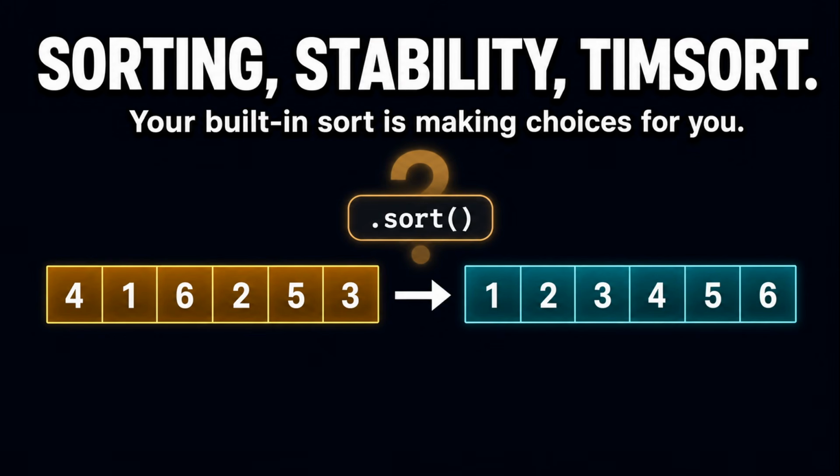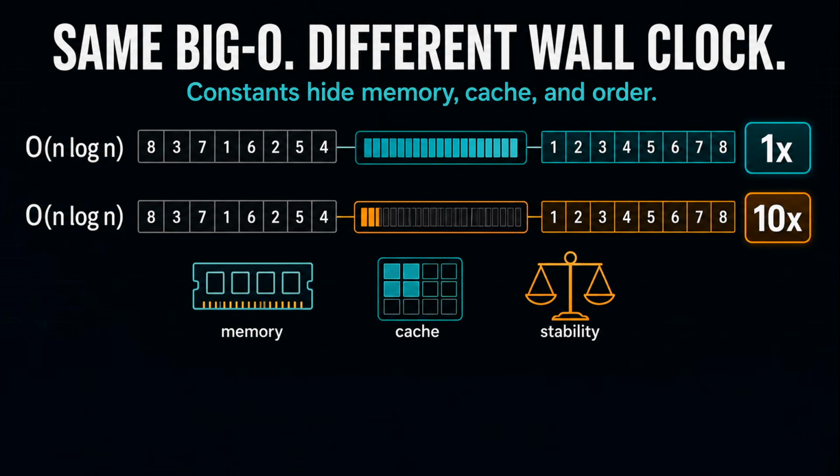Most engineers think sorting is a solved problem because .sort exists. It is solved until the default makes the wrong choice for your data. Right. And the wrong choice is rarely a crash. It is usually a 10x slowdown, or a multi-key pipeline that quietly shuffles records you needed in order. Here's the part most people forget.